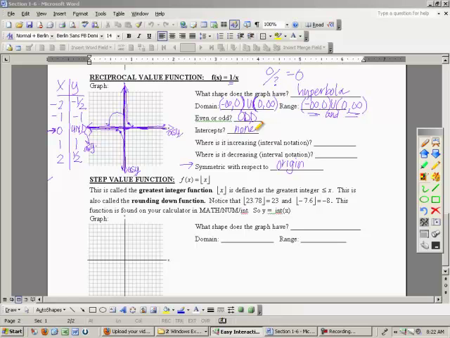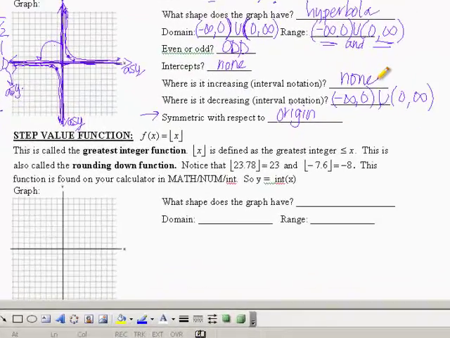Where is it increasing? Okay, well, let's travel from left to right. Here's my leftmost part. As I travel here, I'm decreasing. Okay, so let me put that in interval notation. From negative infinity to 0, not including. And let's do the next part. As I travel from this leftmost part of the branch down, I'm still decreasing. So I'm going to put that union from 0 to infinity. What that means is I'm never increasing.